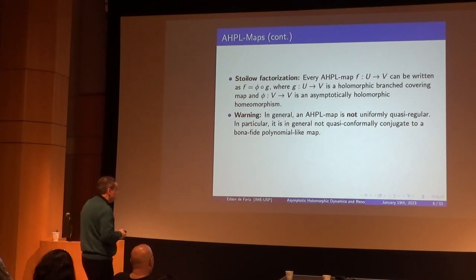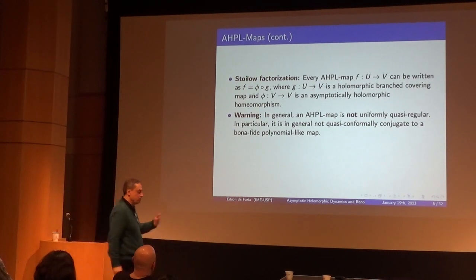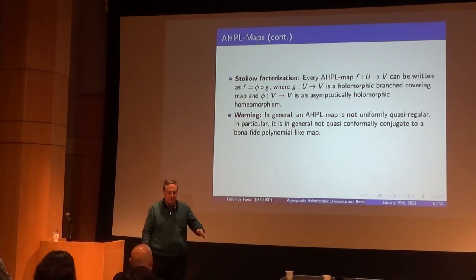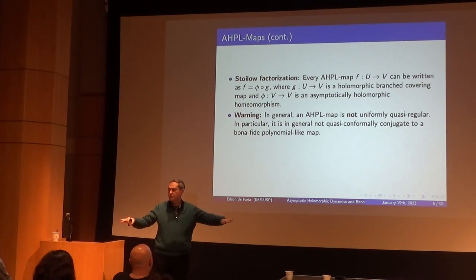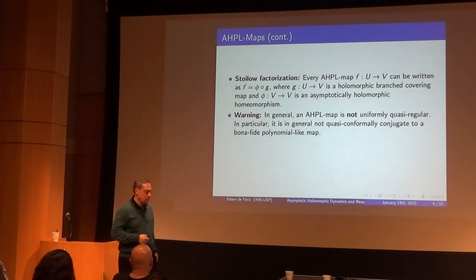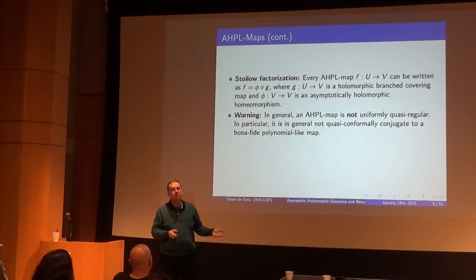So here's a warning. These maps are not uniformly quasi-regular. This is a very different theory. What is a uniformly quasi-regular map? It's a map which is quasi-regular in the sense that it's locally quasi-conformal, and the dilatation of all of its iterates is uniformly bounded. These mu's for the iterates are uniformly bounded away from 1. When you have such a uniformly quasi-regular map, studying such maps is essentially the same thing as studying holomorphic maps.